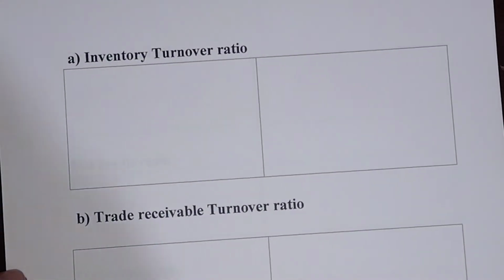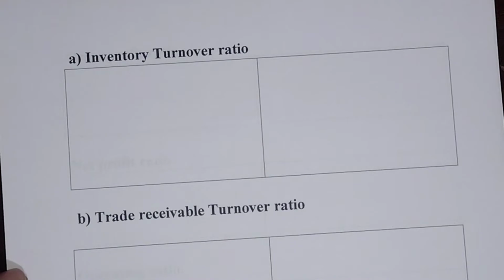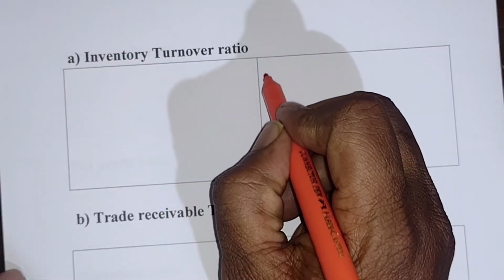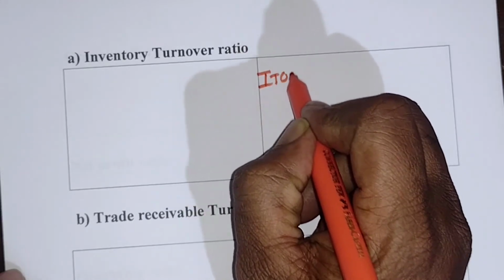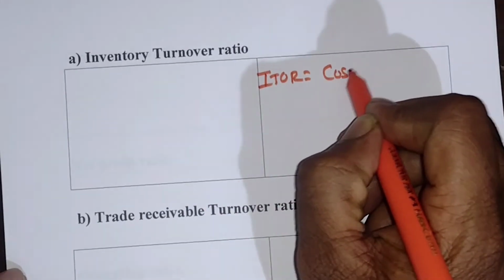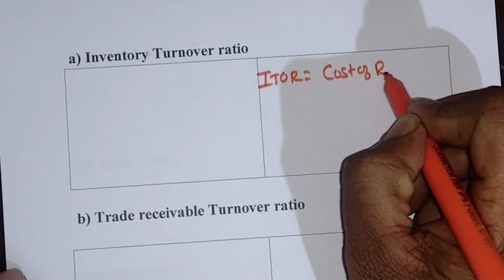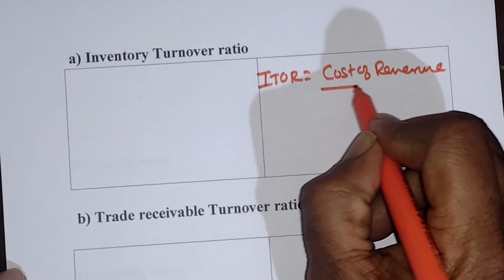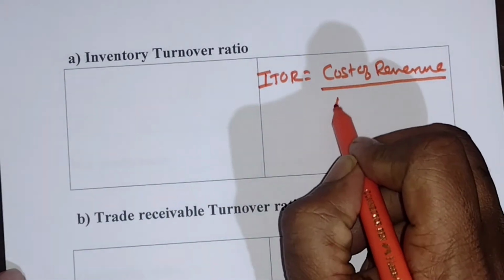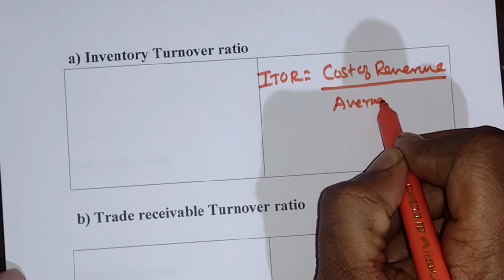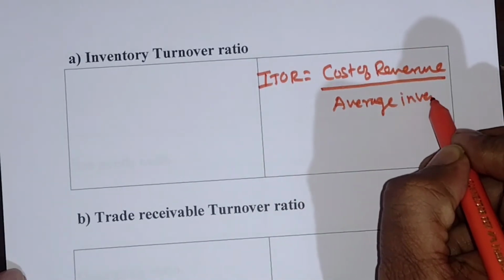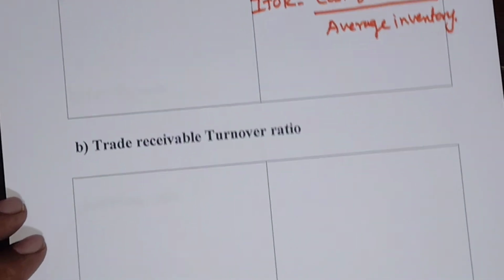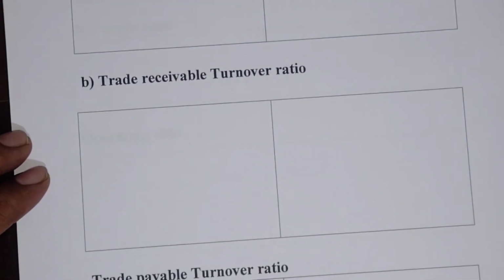To make it convenient for us, a small box has been made in the problem. First one is inventory turnover ratio. The formula is inventory turnover ratio equals cost of revenue divided by average inventory.